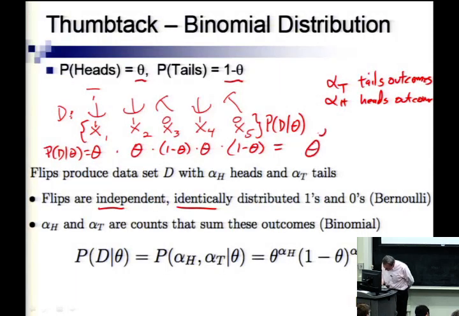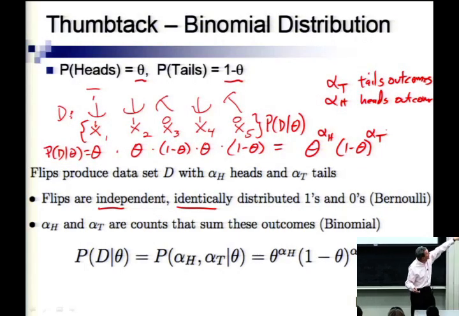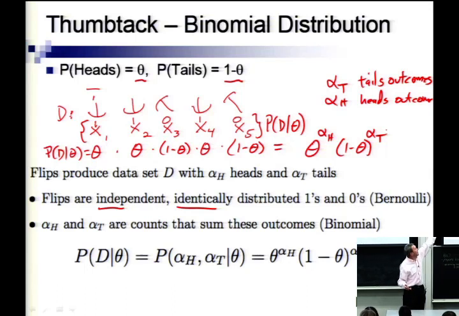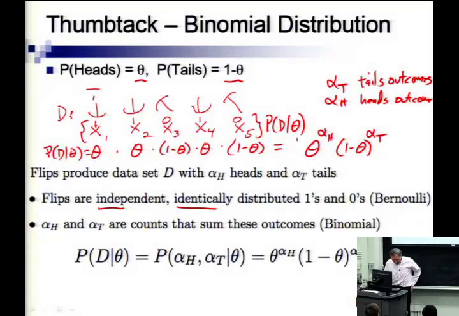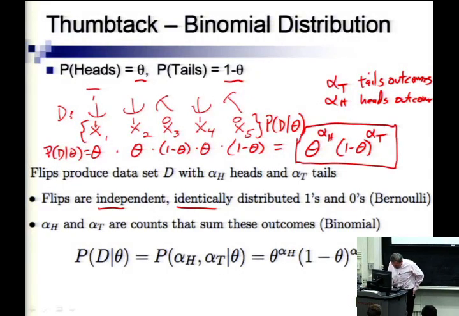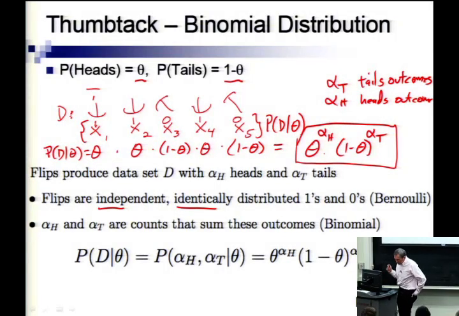Okay, then I can rewrite this very easily as just theta times the number of times it was heads, times 1 minus theta times the number of times it was tails, right? I'm just rewriting that expression. It's just going to be the product of these terms. There will be alpha h of them that will be thetas, and alpha t of them will be 1 minus thetas. So there's my probability of the data given that I observe alpha h heads and I observe alpha t tails.